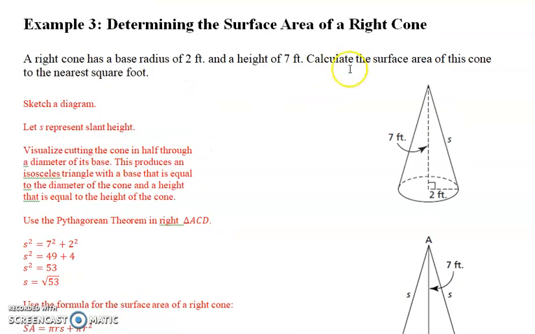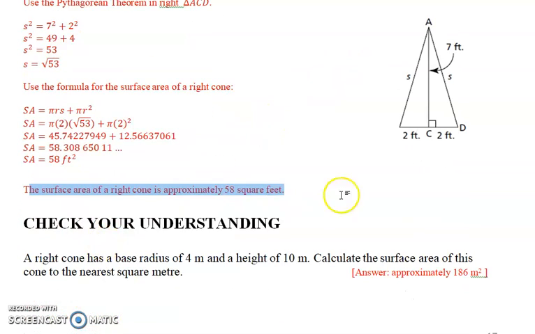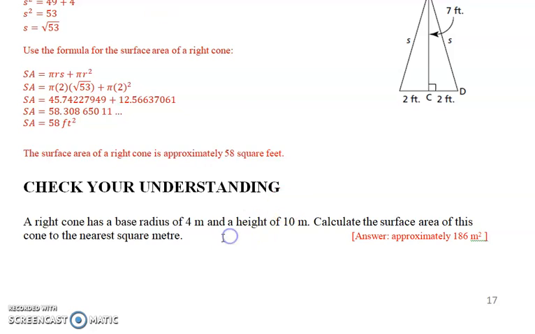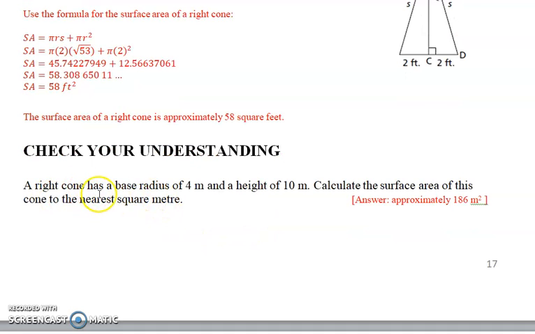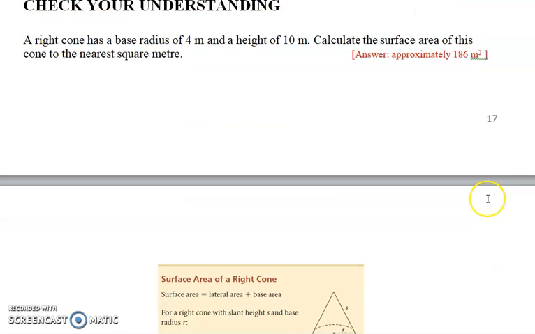And there is a question here. But it doesn't calculate, so you don't have to say that, but it's a good habit to get into. Check your understanding. A right cone has a base of 4 meters and a height of 10. Calculate the surface area of this cone to the nearest unit. So you're going to have to draw a diagram, and your answer is going to be approximately 186 meters squared.